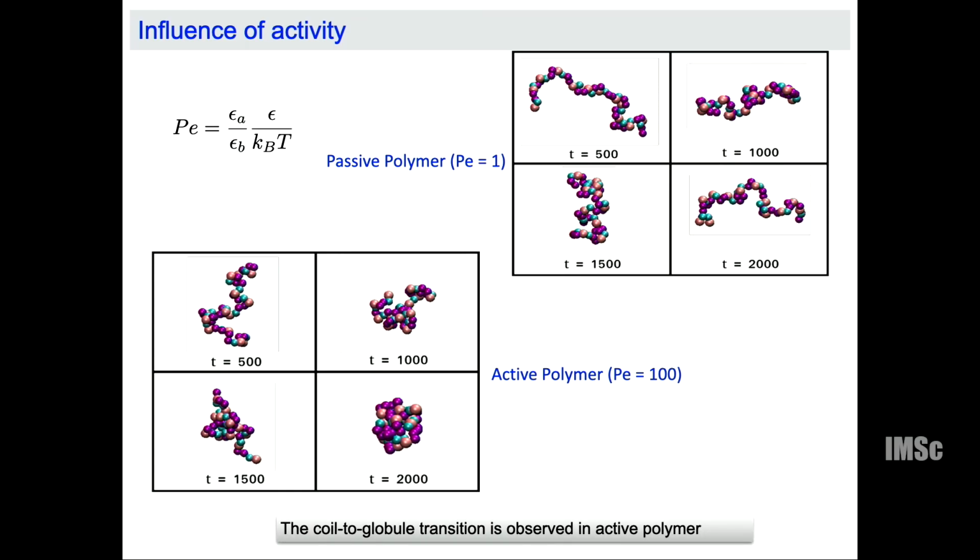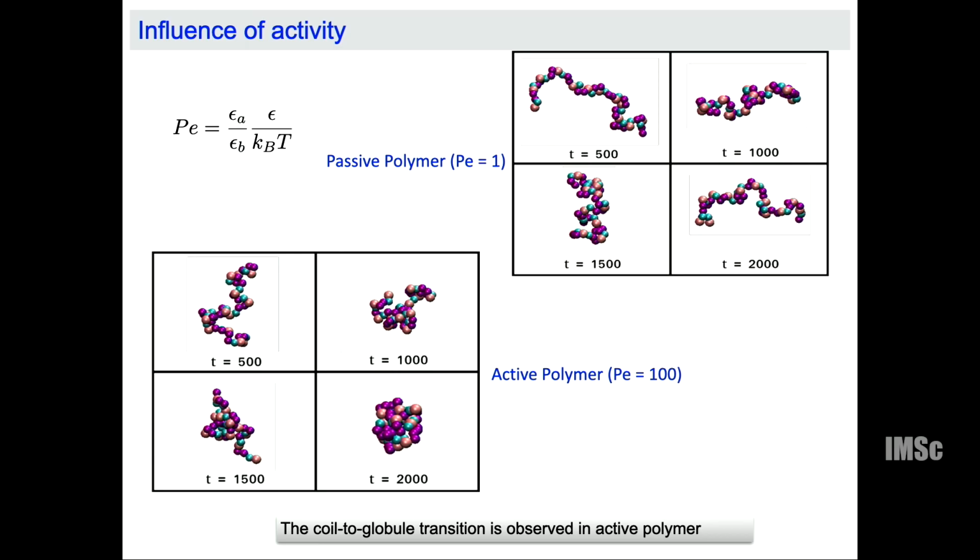The first thing that we are going to talk about is the structure. So when we have the passive polymer, as the time evolves, nothing much happens as far as the structural transition is concerned. Because it is a flexible polymer, it is going to stay in the coiled state all the time. But the moment we have activity, the polymer has this coil to globule transition. So it condenses the polymer into a globule, right?